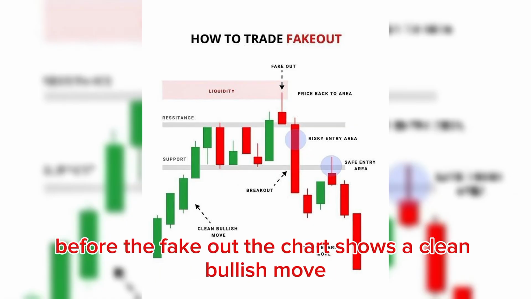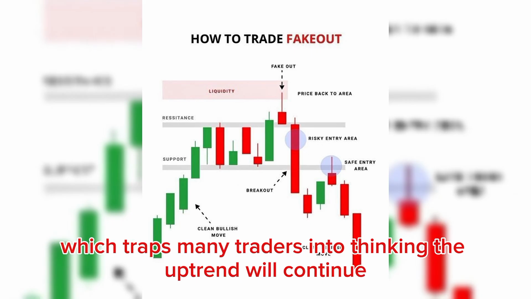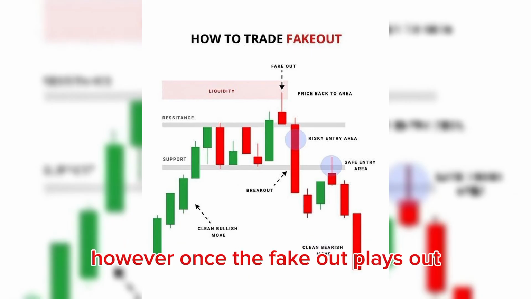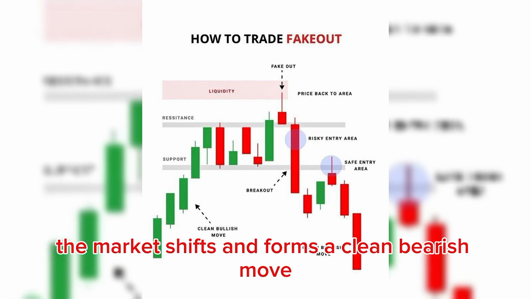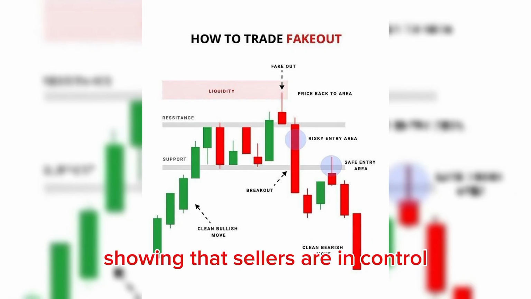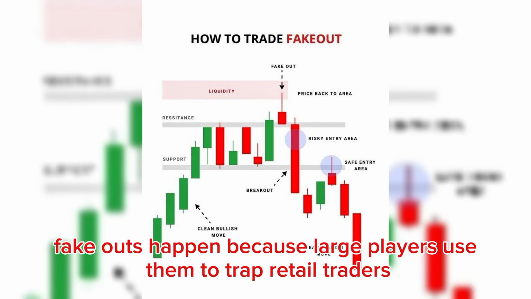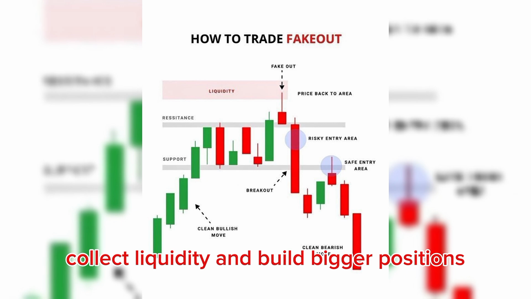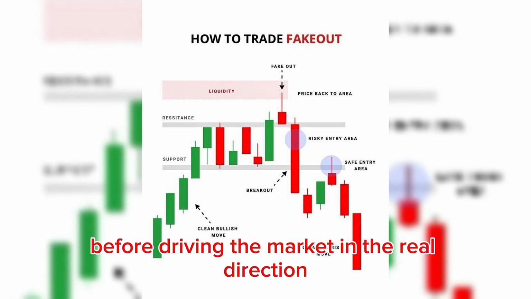Before the fake out, the chart shows a clean bullish move, which traps many traders into thinking the uptrend will continue. However, once the fake out plays out, the market shifts and forms a clean bearish move, showing that sellers are in control. Fake outs happen because large players use them to trap retail traders, collect liquidity, and build bigger positions before driving the market in the real direction.